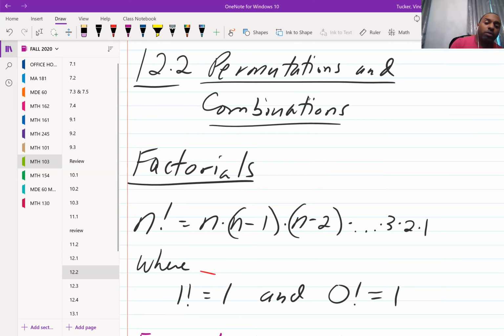So 1 factorial is equal to 1. Then also 0 factorial is equal to 1. There's a proof for that. I'm pretty sure y'all don't care about it, but it is a legit mathematical proof that 0 factorial is equal to 1.